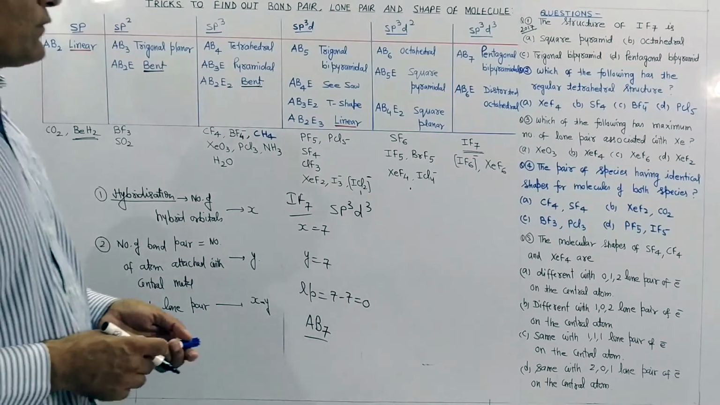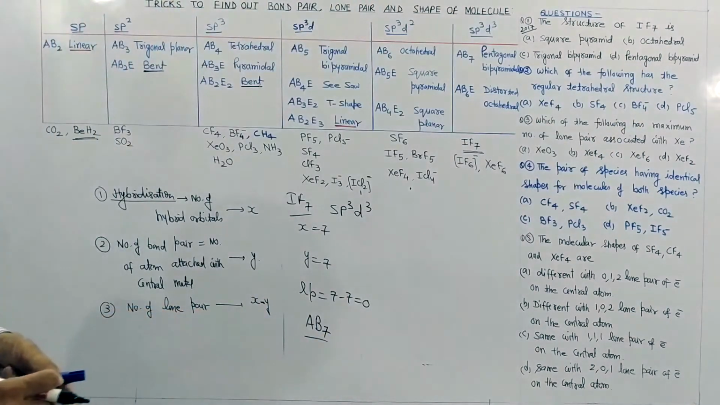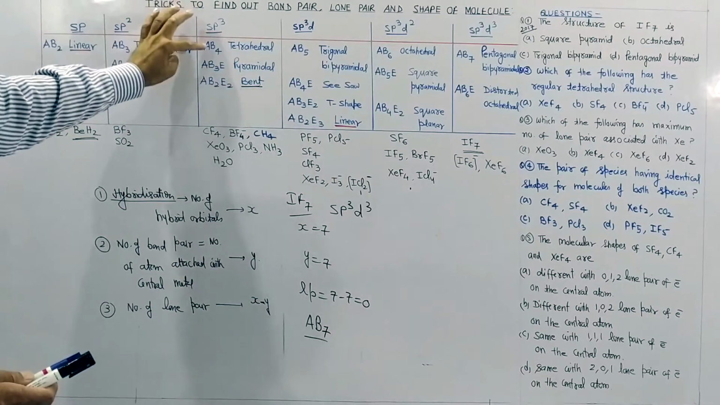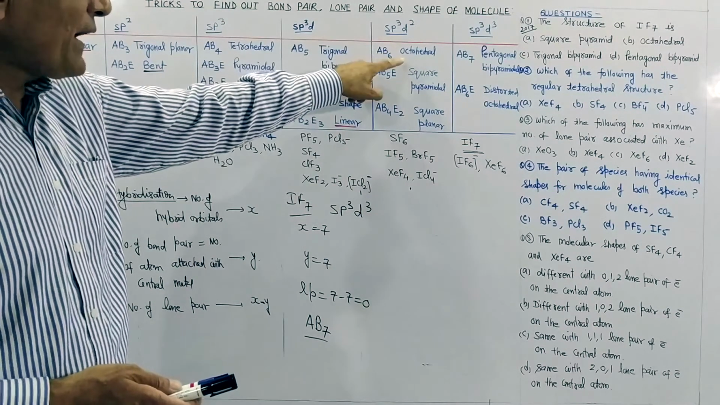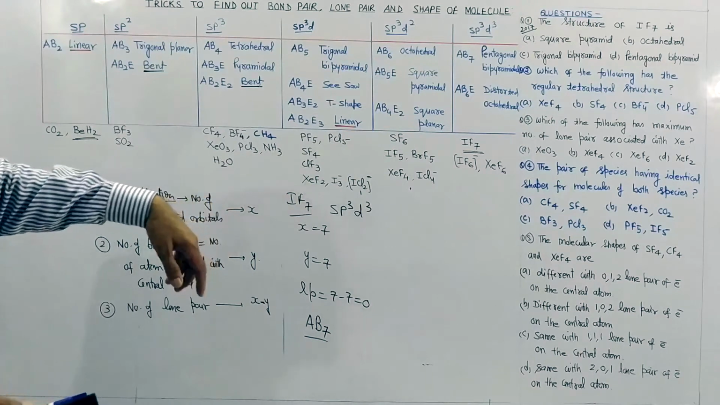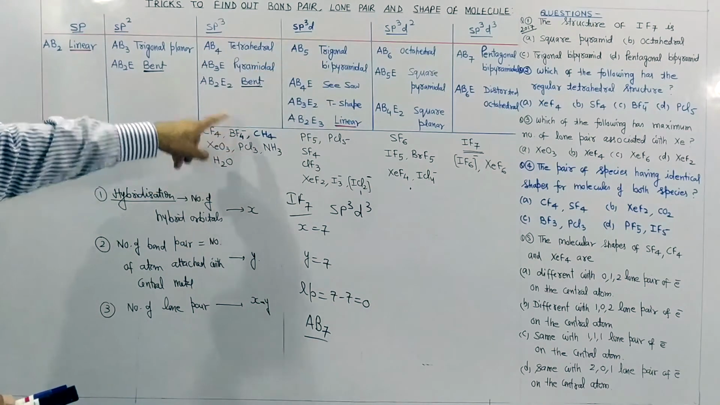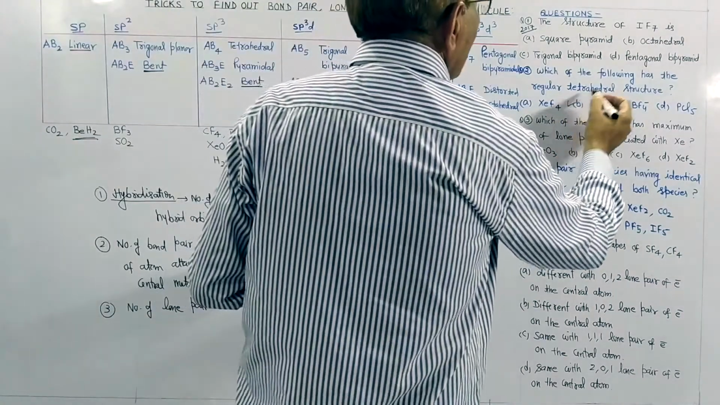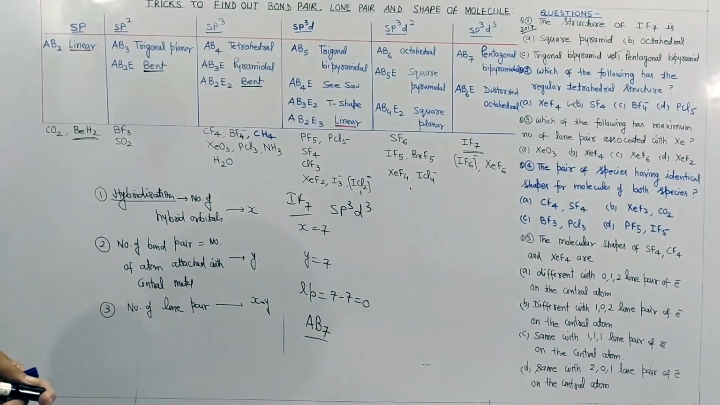Now the second question: which of the following has the regular tetrahedral structure? Regular tetrahedral structure, students. Tetrahedral structure means AB4 formula, sp3 hybridization. Now XeF4 is sp3d2, octahedral. SF4, students, is sp3d, trigonal bipyramidal. So BF4 minus will be tetrahedral. So our answer to this question will be B. Here it was D.